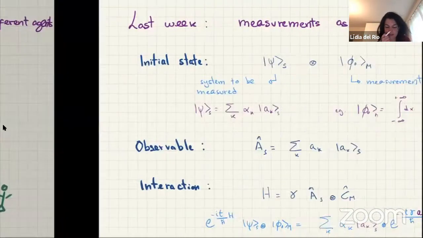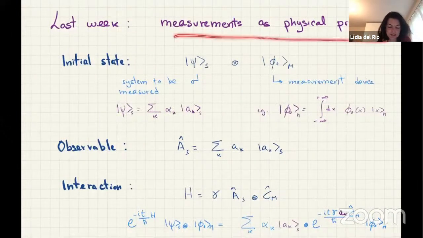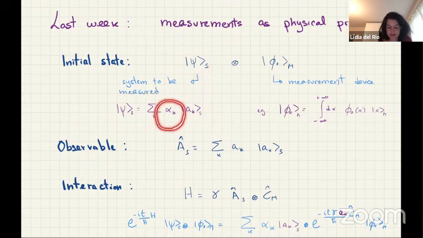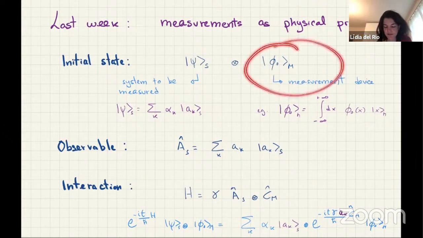Let's just recap what we did last week. So we talked about measurements as physical processes. We start with some initial state of system S, in which we want to measure this observable. And if this is a pure state, we can just write it out, just expand it in the basis of this observable, right? So like perfectly projective, nice observable. And then we have the measurement device, which for the case of weak measurements is convenient if it's a continuous system. It doesn't need to be, but we can simulate it with a discrete system that has many levels, has a high dimension, but let's do a continuous system.